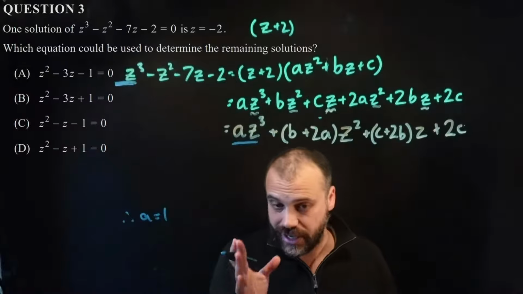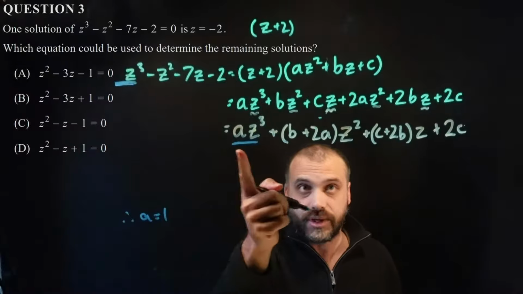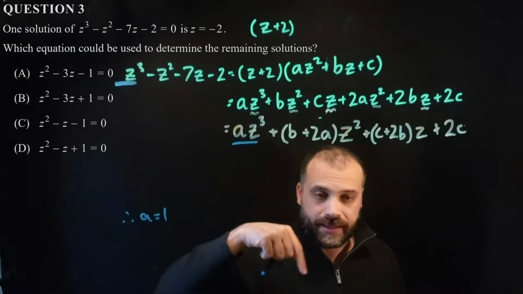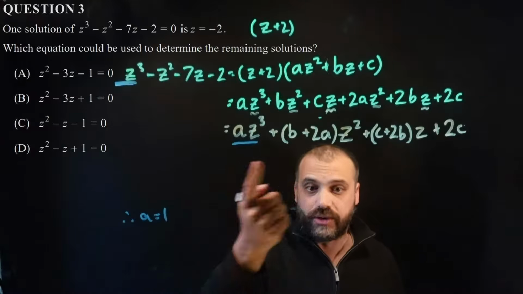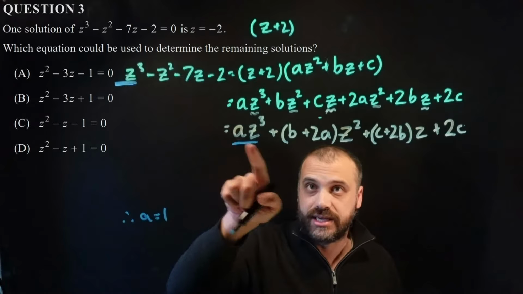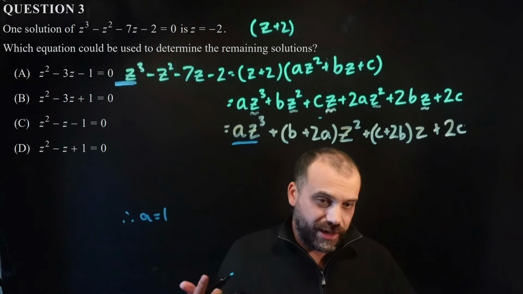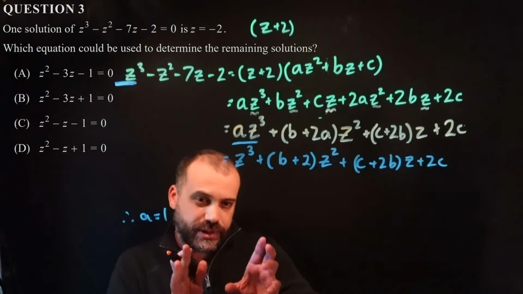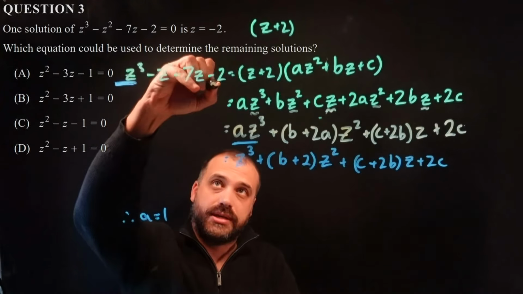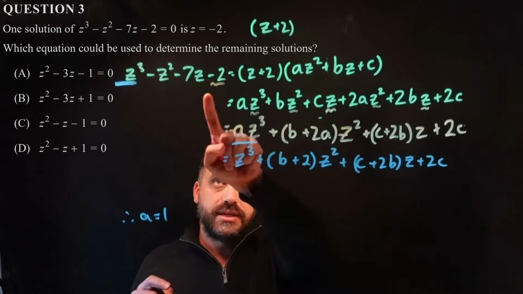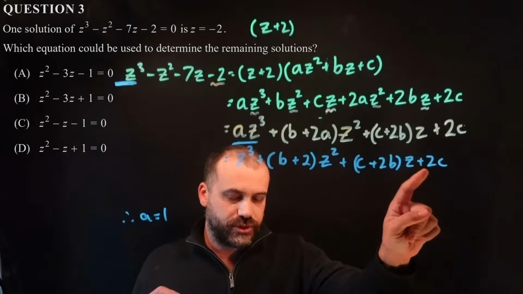Okay, now that I know that a is equal to 1, I can rewrite this putting 1 in wherever I see a. So I can see an a here and I can see an a here. That'll be useful. Now, probably the next easiest one to do is this one here, -2. We can see that -2 is equal to 2c.